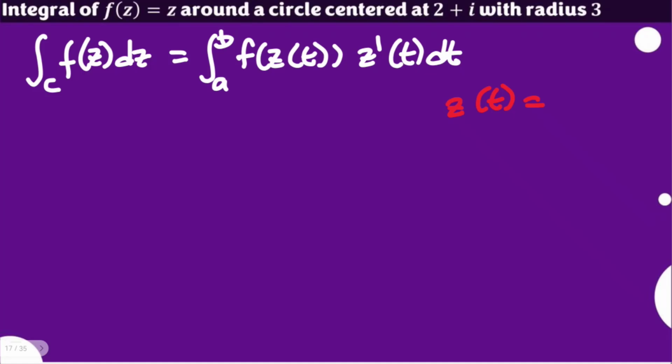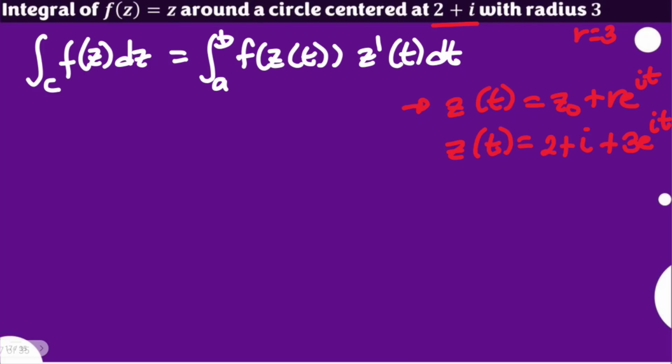So we know that the parametric form for that is z sub 0 plus r e to the power of i t. Our z sub 0 here is the center, and our r is equal to 3. This is the general form, but since we have specific values, our z sub 0 is 2 plus i, plus r, which is 3, e to the power of i t. That is the z of t we're going to use here.